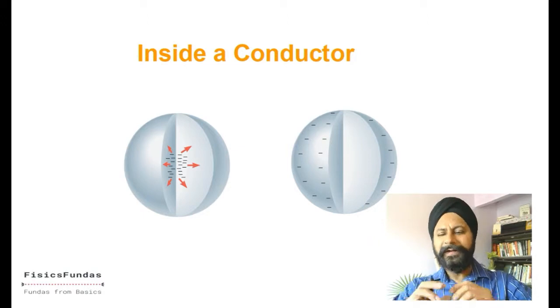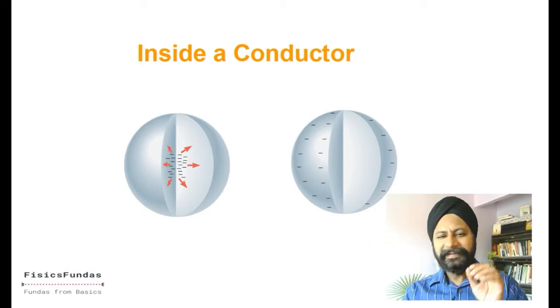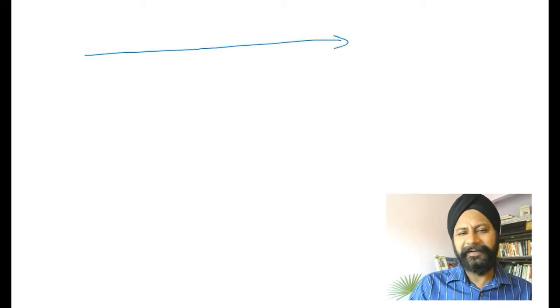So let's say there is an electric field. That is property number one, that all the extra charge you give is going to be spread out at the surface only. Secondly, there is no electric field inside of a conductor. Why? Let's see. No magic is happening. So let's say there is an electric field here.